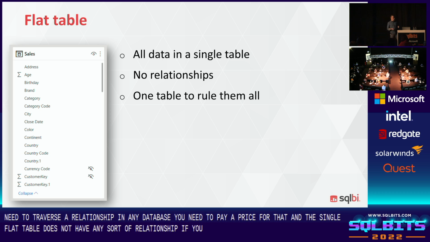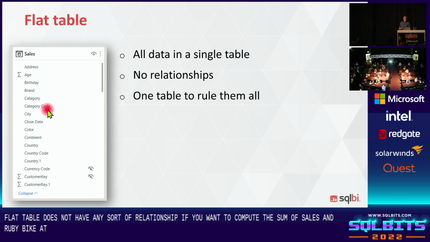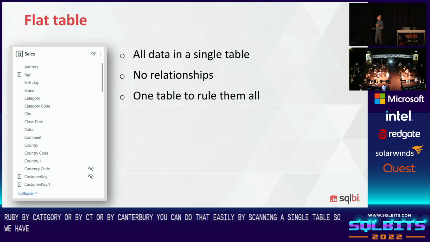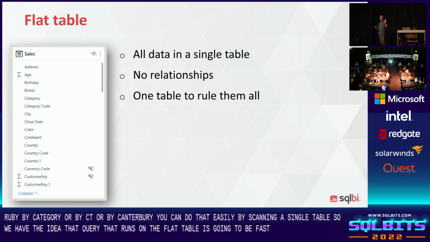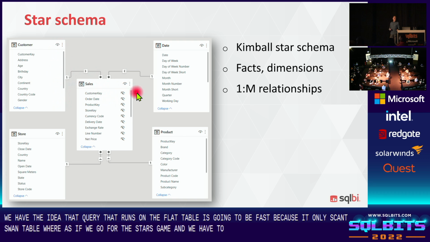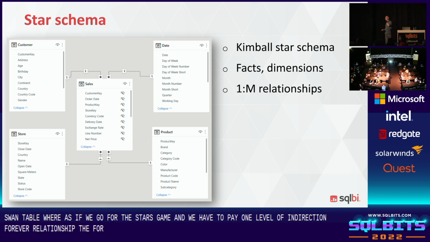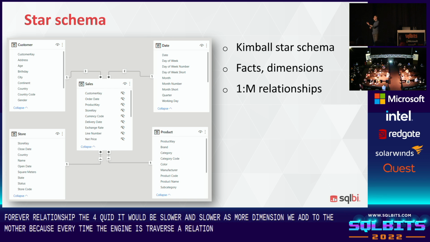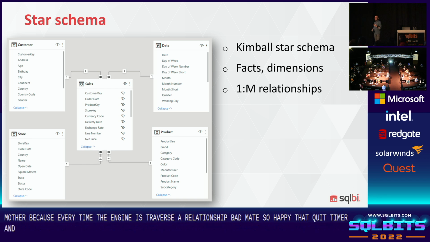If you want to compute the sum of sales and group it by category or by city or by country, you can do that easily by scanning a single table. So we have the idea that a query that runs on the flat table is going to be fast because it only scans one table. Whereas if we go for the star schema, we have to pay one level of indirection for every relationship. Therefore, the query will be slower and slower as more dimensions we add to the model, because every time the engine needs to traverse a relationship, that needs to happen at query time, and we have a price to pay.